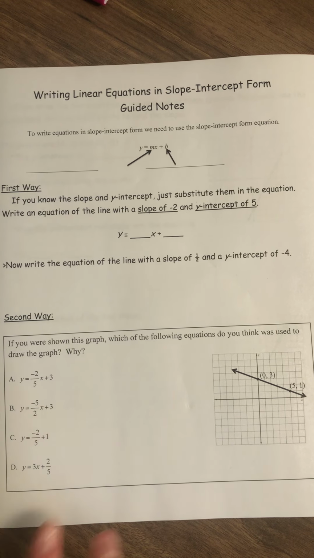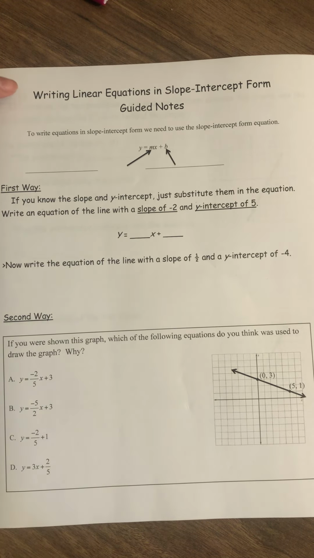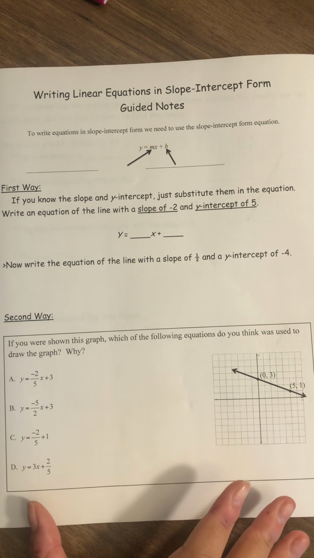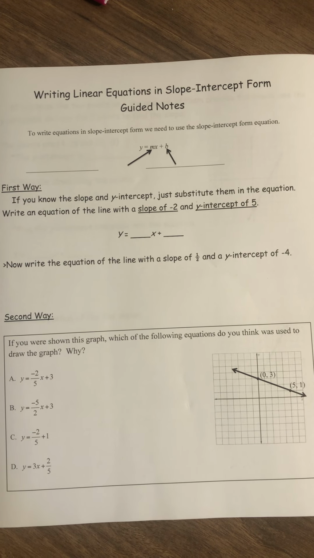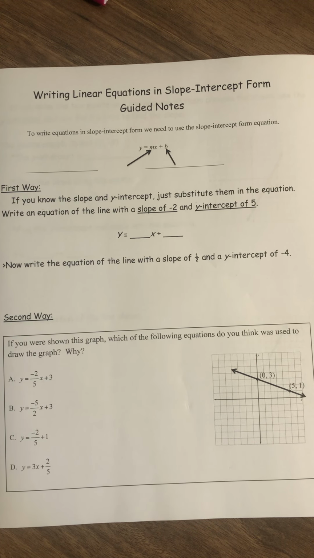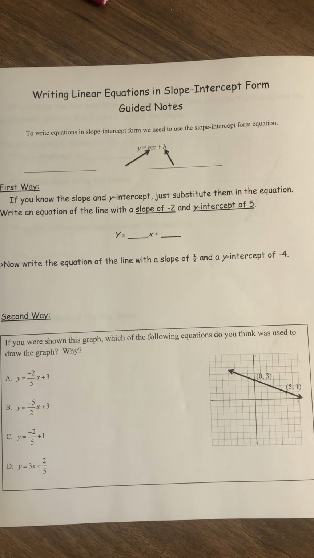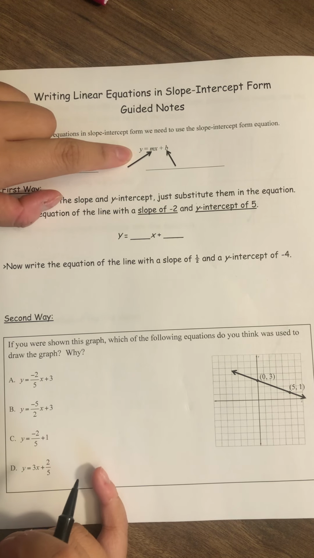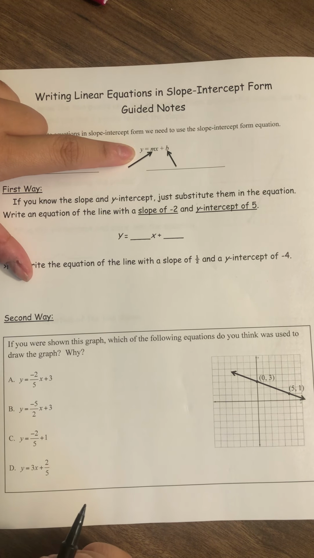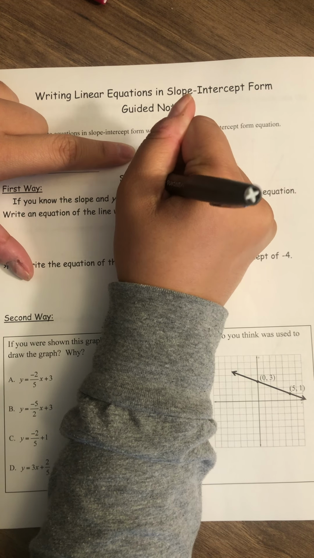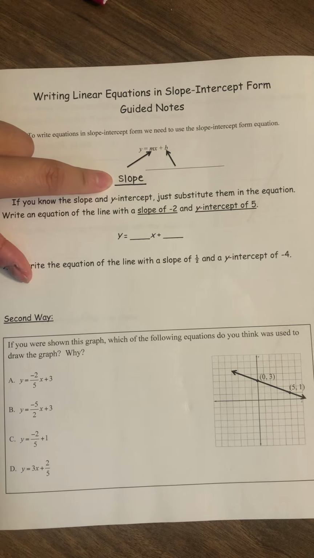In this section, we're actually going to be figuring out how to put those equations together and writing those linear equations in slope-intercept form. Alright, so let's jump into this section. First, to write equations in slope-intercept form, we need to use the slope-intercept form equation. We've seen this plenty of times at this point. So y equals mx plus b. We know that m represents how the line moves, or what we call the slope.